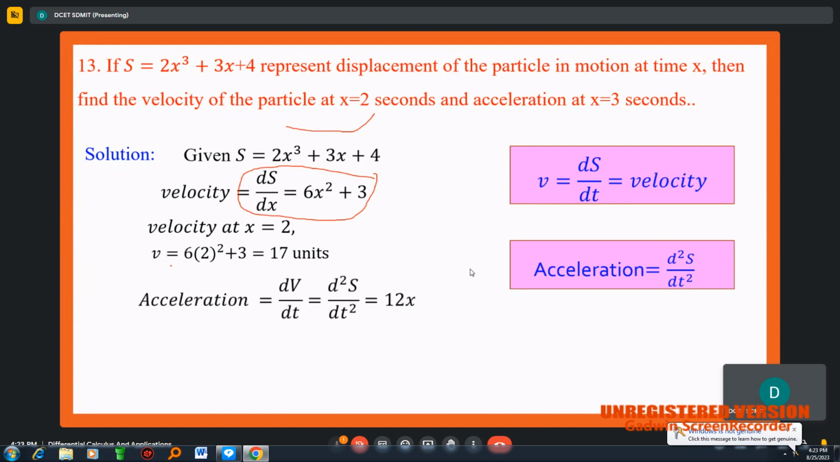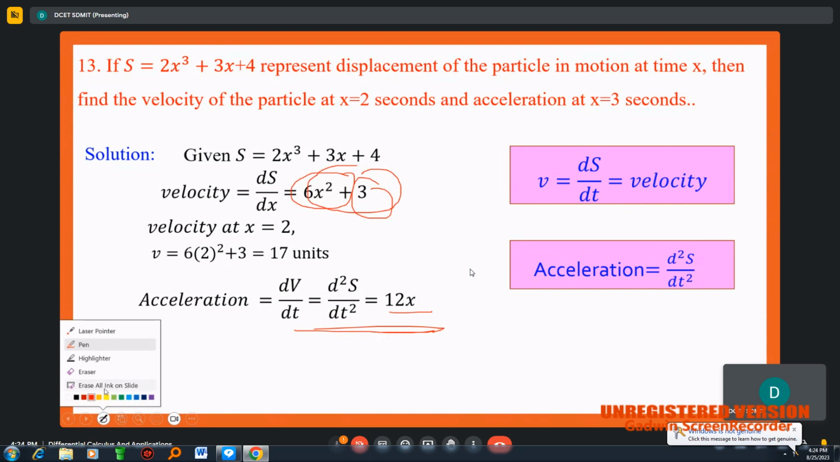Now what is the acceleration here? Acceleration is nothing but dv by dt, the differentiation of velocity with respect to t, that is d square s by dt square. Now, what are we getting for velocity here? Velocity is 6x square plus 3. Differentiation of 6x square is 12x. What's the differentiation of 3? 0. So we are getting dv by dt is equal to 12x. Okay, clear this one.